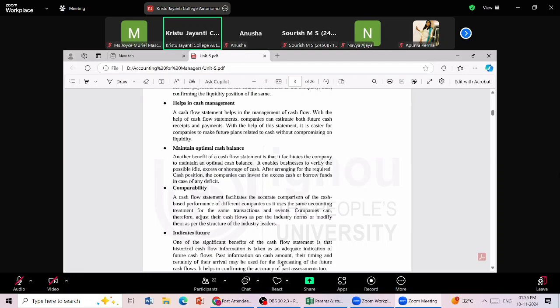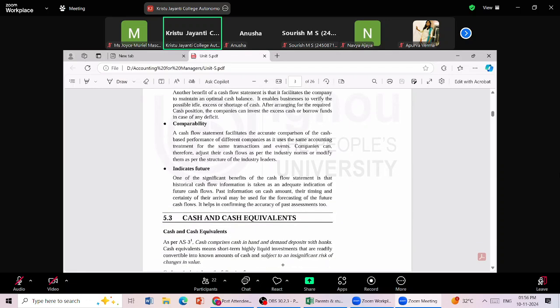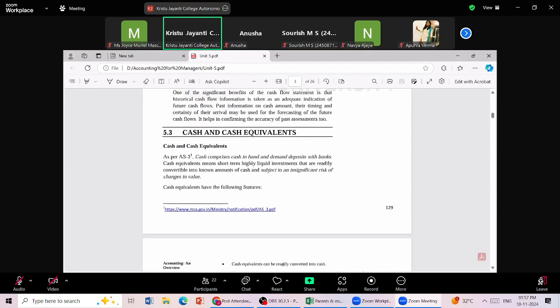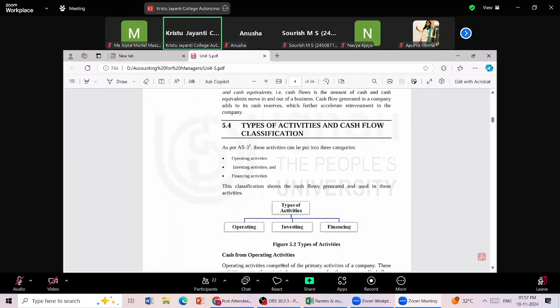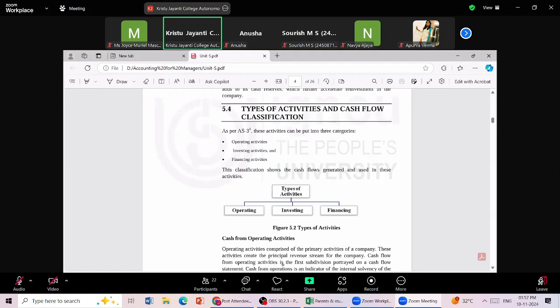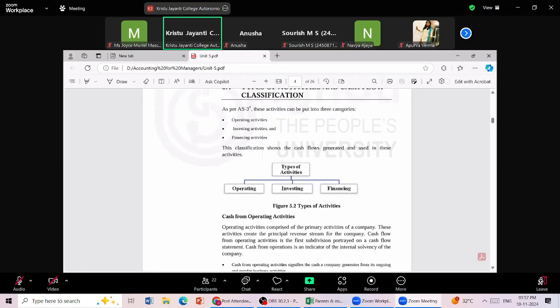The cash flow statement will help us to study the transactions of both previous and current periods, and inflow and outflow indicate the future. So it is one of the indicators to study the past assessment as well as the future. Cash equivalent means something which you can easily convert into cash within a short time. So there are three types of activity in a cash flow statement. One is operating activity, second is investing activity, third is financing activity.